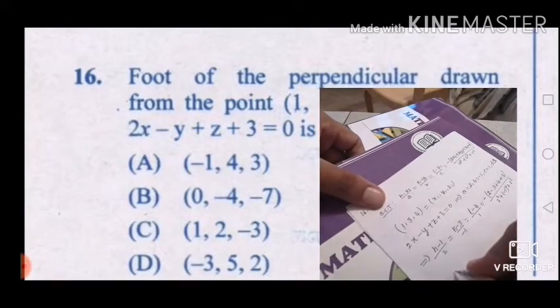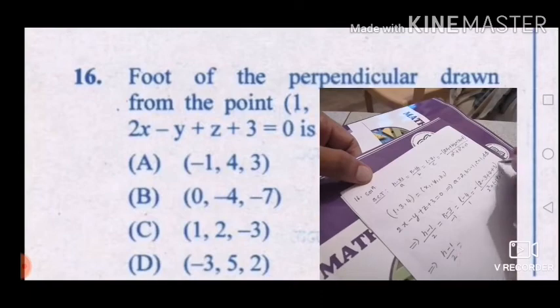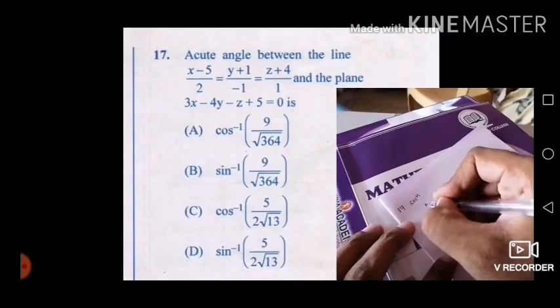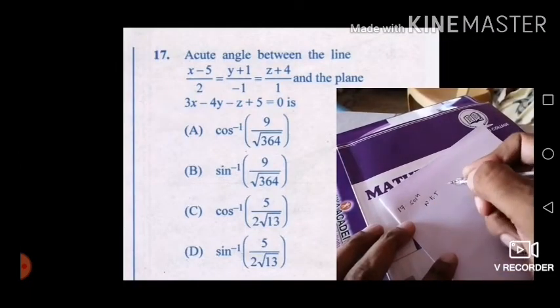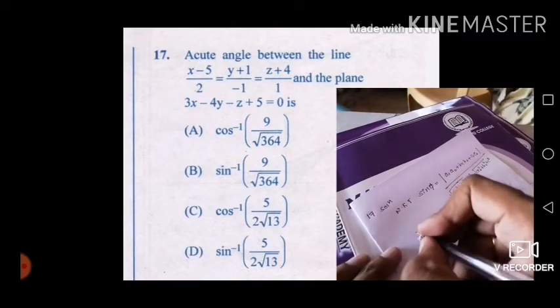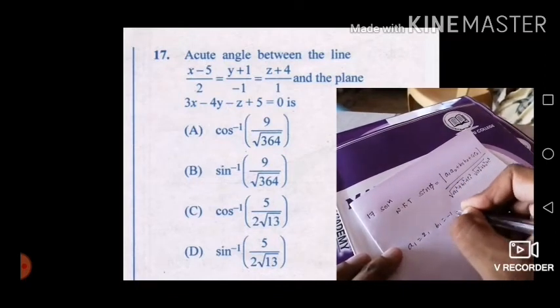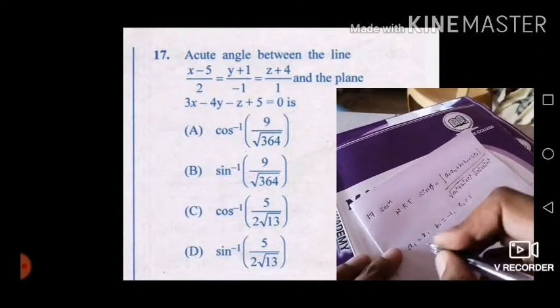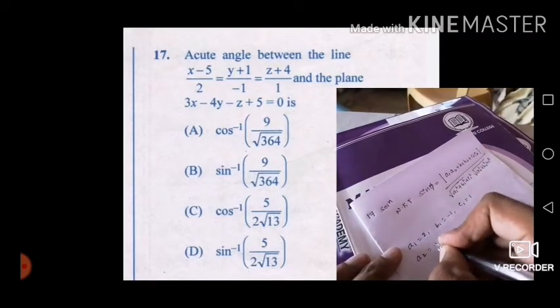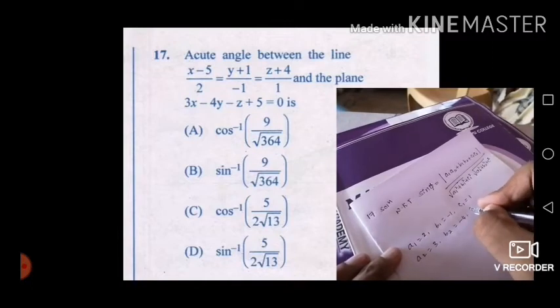Now solving this, (h minus 1) by 2 equals this constant value. By solving this constant value, we got the angle between line and plane, that's very important now. Here directly we can write A1 is 2, B1 is minus 1 and C1 is 1. A2 is 3, B2 is equal to minus 4 and C2 is equal to minus 1.